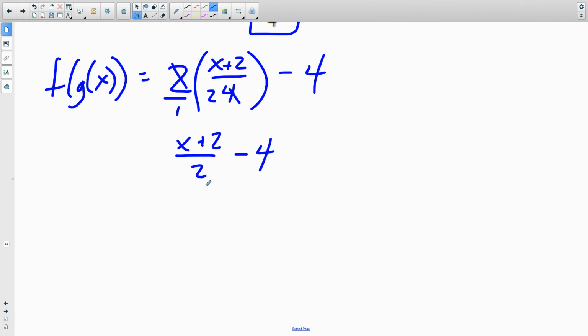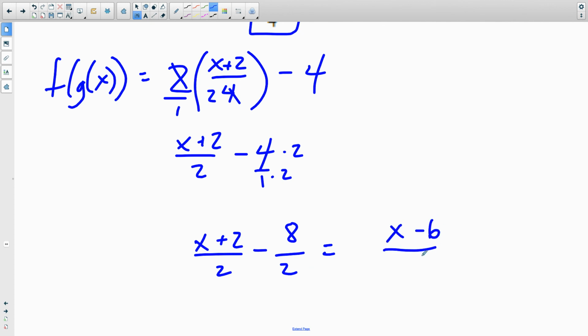If we want to take it one step further just to verify this exactly, if I want this to be over 2 so that I can subtract it, then because it's 4 over 1, I would have to multiply both the top and bottom by 2. So now I have x plus 2 over 2 minus 8 over 2, and we would end up with x minus 6 over 2. There's no way to get rid of these and be left with just the x. So this composition did not produce x as a final answer, therefore they are not inverses.